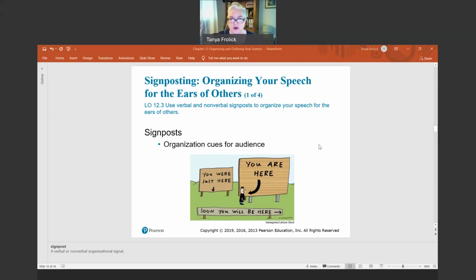Okay, these ideas help us to process how far we're going and what we're going to talk about, and there are different things we can do to assist with that. So we're going to talk about signposts, which are organization cues for the audience. I like the little graphic here. So I just love this.